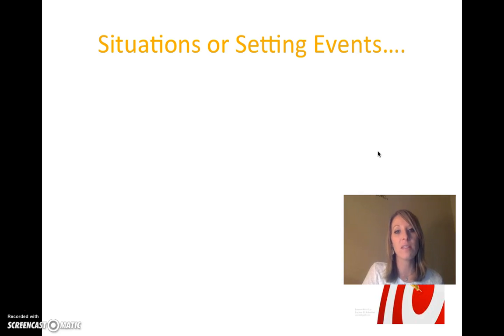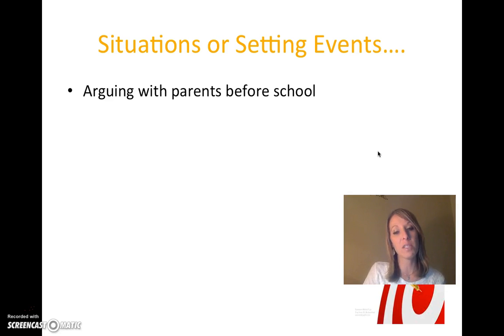There's also things that we refer to as situations or setting events. These are different things that we refer to as slow triggers. They set us up to potentially have a bad day. If you're CPI trained, they refer to that as precipitating factors, but essentially they're things that can make our lives more difficult. Doesn't necessarily mean we're going to have a bad day, but it could set us up to have a bad day.